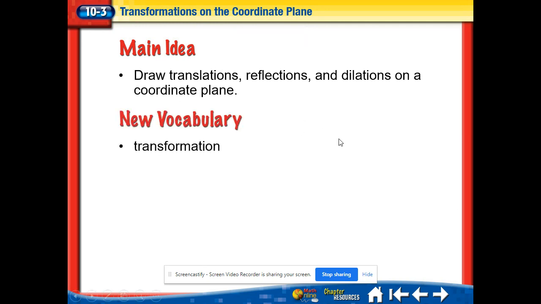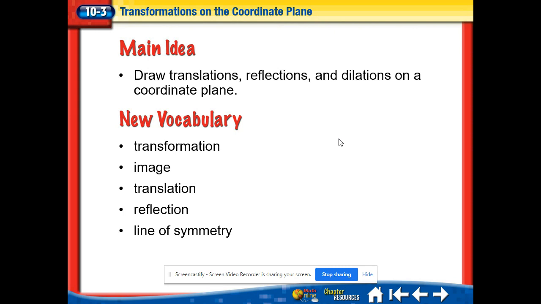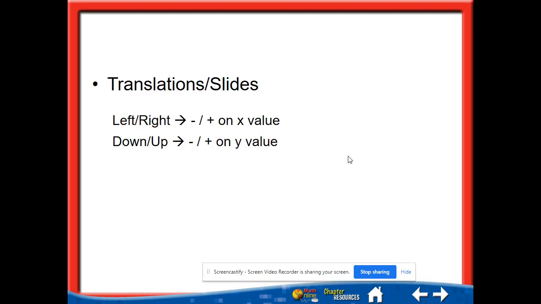So some new vocabulary is the transformation, what an image and a translation are, what a reflection, line of symmetry, dilation, and the center. So let's start with the translations, or also called slides.